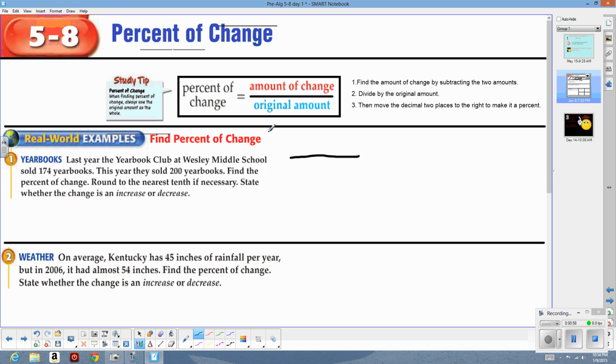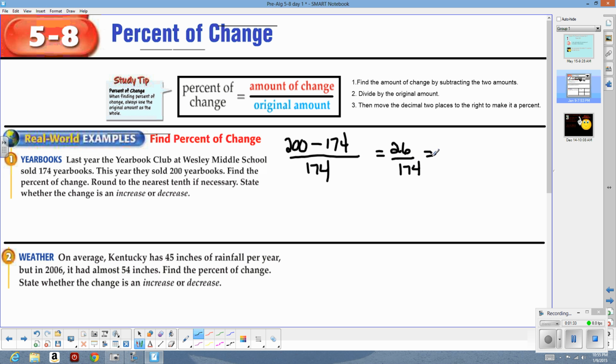and I always do the biggest one minus the smallest one. So 200 yearbooks minus 174 yearbooks. And then you're going to compare that to the original or starting amount. So we would want last year's amount of 174 in the bottom. So 200 minus 174, that's 26. And then we're going to divide that by 174.